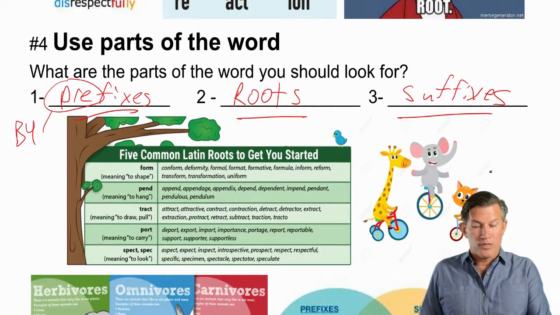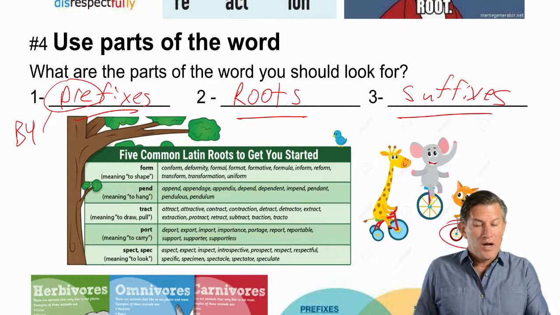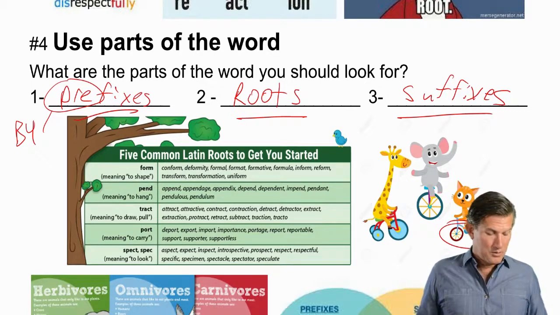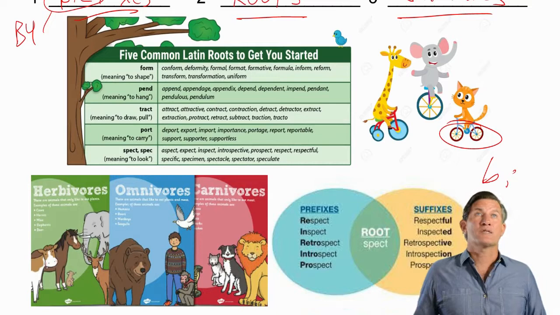So I'm sure that you know that this is called a bicycle. Why? Because bi always means 2. Oops. The cat is on a bicycle, okay?